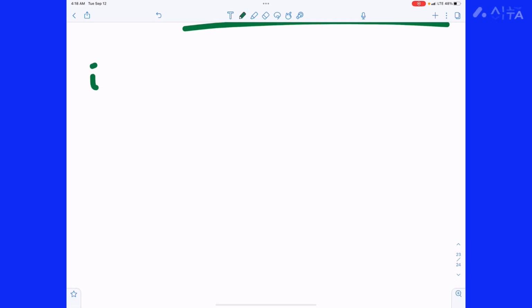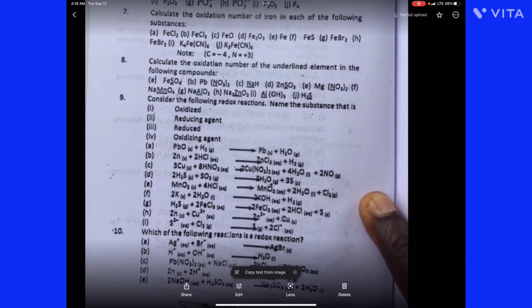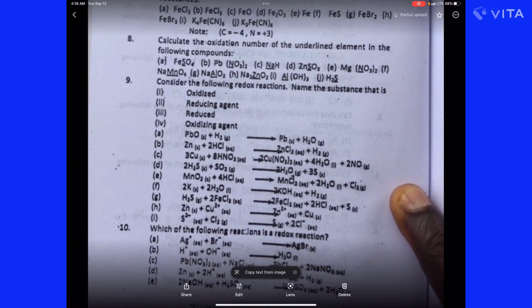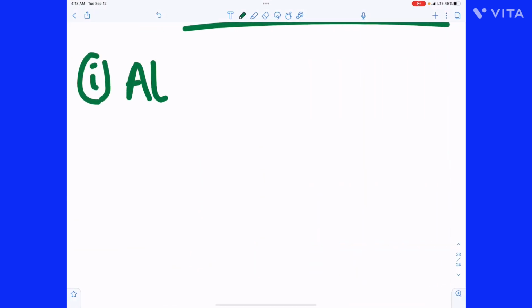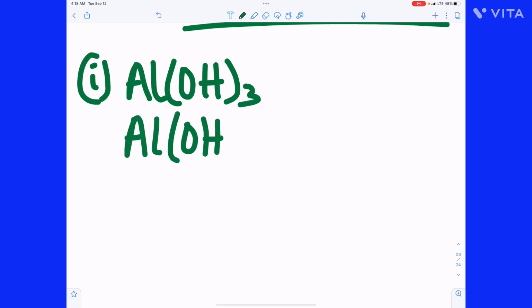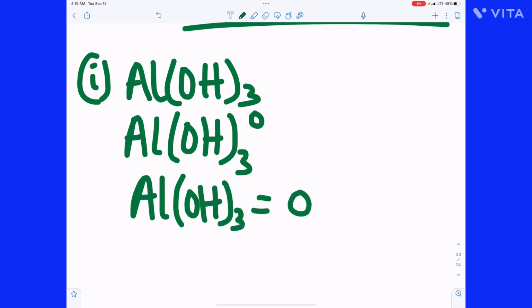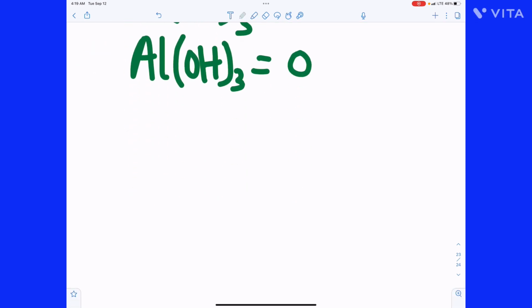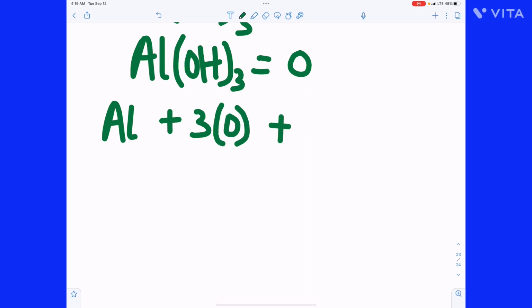Let's go to I. In I it says Al(OH)3, and we are looking for the oxidation number of aluminium. Al(OH)3 is Al(OH)3 to the power 0. That means the charge of the compound is 0. So what does that tell you? Al plus 3O plus 3H is equal to 0.